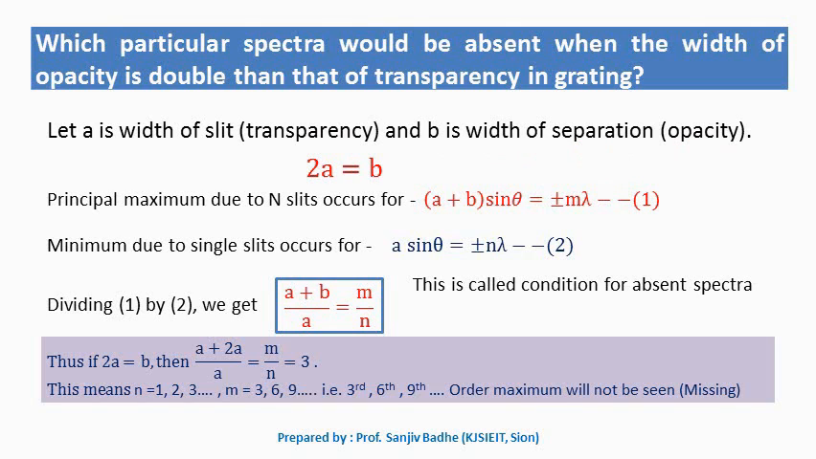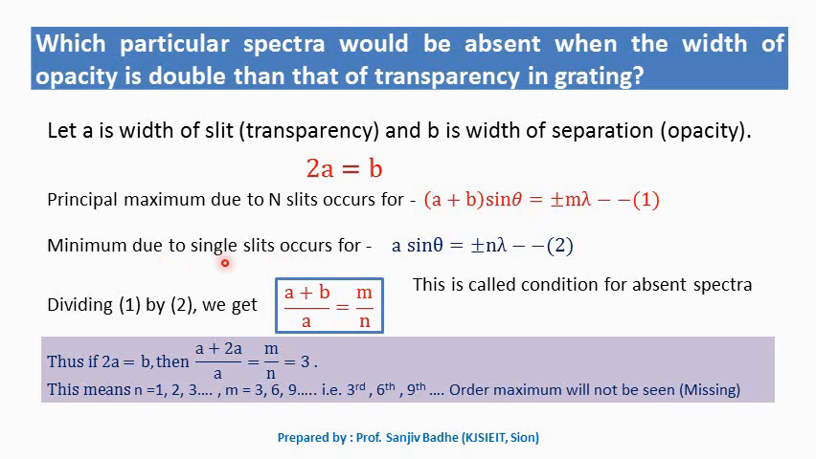It is given that width of opacity is double than the width of transparency. So B is equal to 2A. So this is given to us, and we are asked to find out which maximum will not be seen. So to solve this problem, we will write the condition for maximum first. Principal maximum due to n number of slits occur for (A plus B) sin theta equal to plus or minus m lambda. So this is the condition for principal maximum.